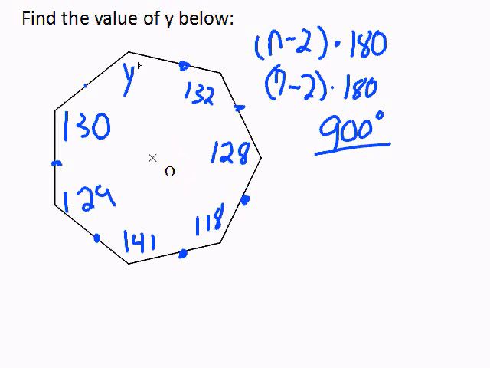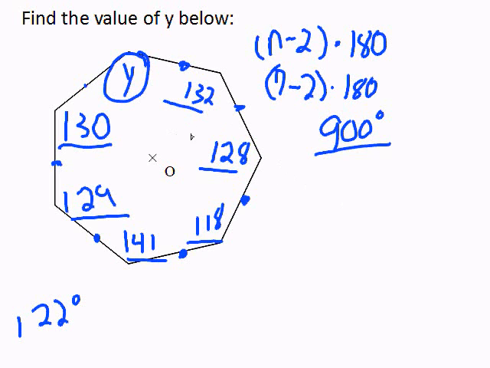So to find the y, to find the missing value, all we have to do is take all of these values away from 900, and the remaining amount is going to be y. In the calculator I would go 900, take away 130, take away 129, take away 141, take away 118, take away 128, take away 132, and you'll end up with your final answer of 122 degrees. So that's one way to do it, to subtract each one individually, and you get 122 degrees.